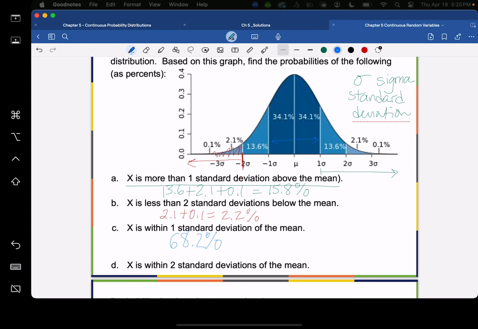And then x is within 2 standard deviations of the mean. Well, we can take our 68.2 and add 13.6 plus 13.6, and I'm hoping that that comes out to about 95.4 is what I'm coming up with. So we are proving the empirical rule. We're just working from a different diagram here.